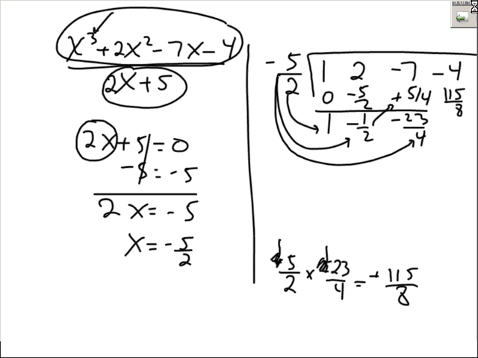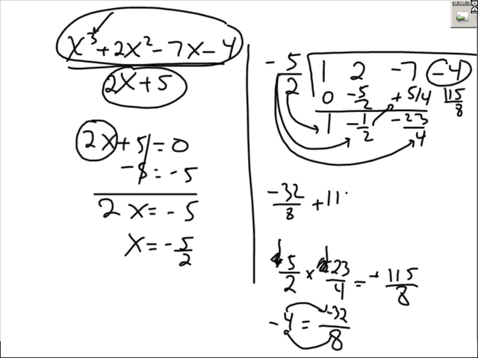Now we add those numbers. I want to write negative 4 with an 8 on the bottom. 8 times negative 4. That's what goes there, negative 32. So if we think of this as negative 32 over 8, and we add 115 over 8, the denominators are the same, and we will get 83 over 8. Okay.